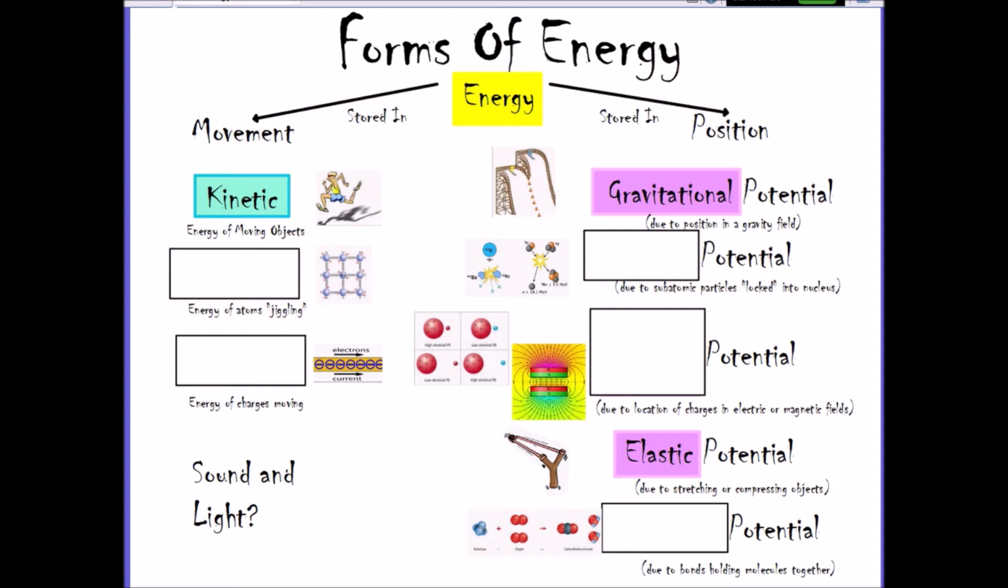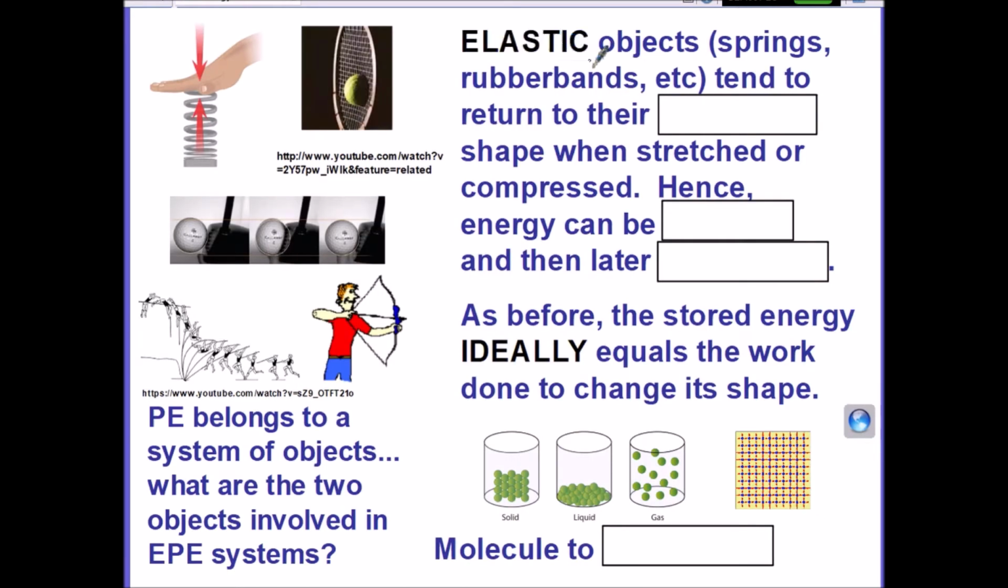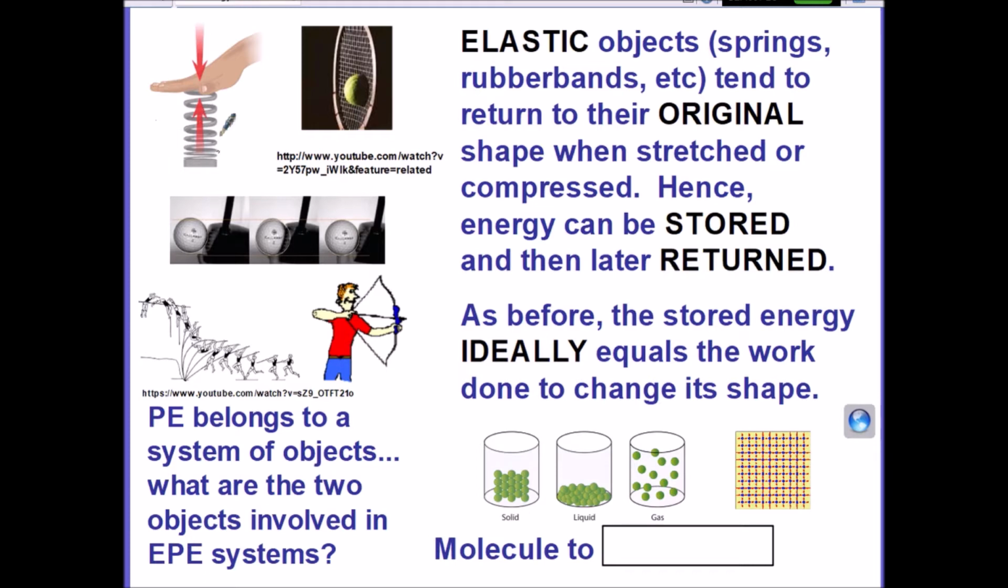Let's go ahead now and take a look at this slide here. So elastic objects, things like springs, rubber bands, etc., tend to return to their original shape when we stretch them or compress them. Hence, we can store energy in that shape, and then of course later we can return it. Some obvious examples: a bed spring here, if you put your hand down on that thing, it's going to be able to just sort of spring back up on its own, just because we're storing some of the work that we do in the shape of that spring.